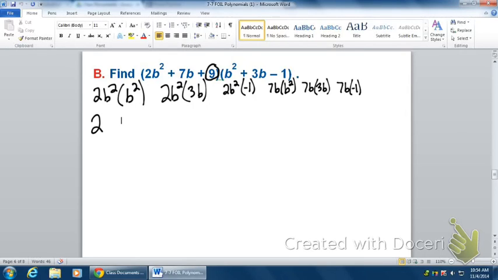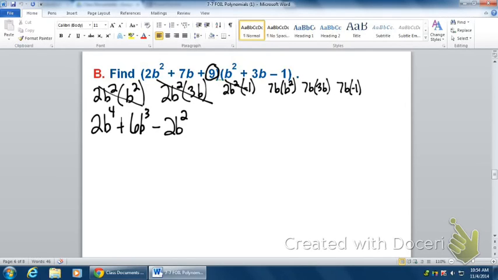This is going to give me 2b to the 4th. This is going to give me 6b to the 3rd. Okay. So I've worked out these first two. I don't want to cram the 9 in on the side over there. So let me simplify this first part. All right. Now this is going to give me a negative 2b squared. Okay. So I've worked out that one.